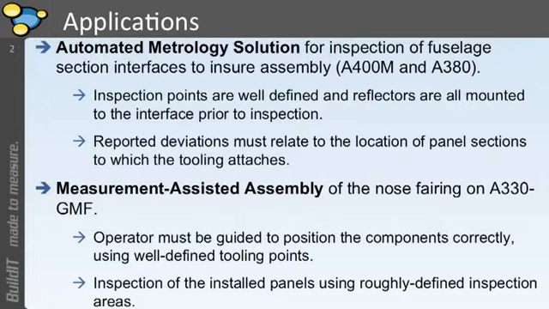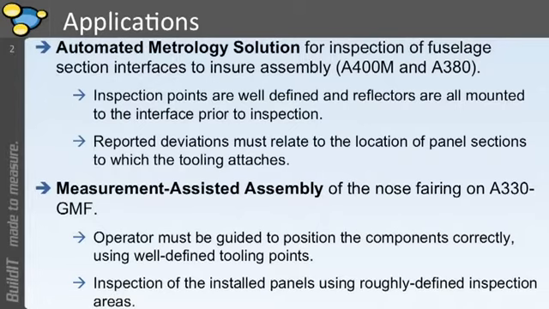And this process was mainly done for the A400M and the A380 for the front fuselage sections and mid sections as well. In this process, we had to have a solution that could measure a set of inspection points that, in this case, were fairly well defined, and the reflectors used to measure these points were already pre-mounted on the interface prior to the inspection beginning. And the deviations of those reference points were reported relative to the location of the different panel sections on which the different tooling would attach on the surface itself.